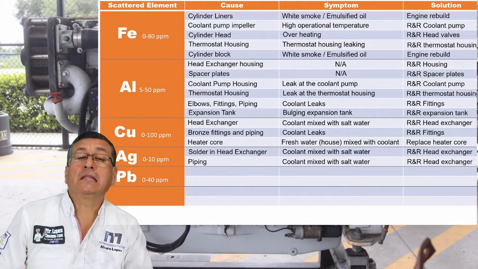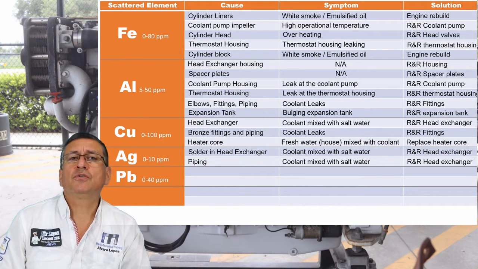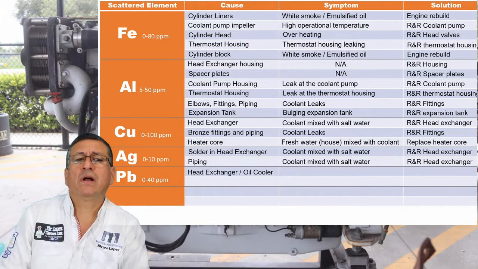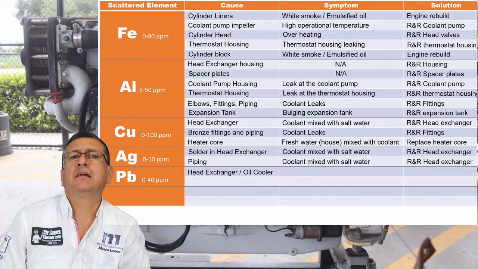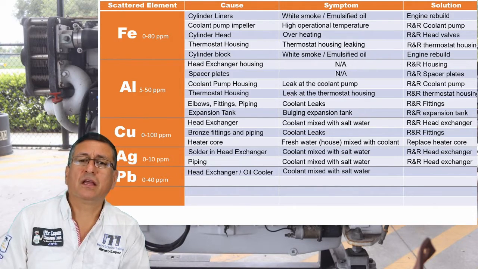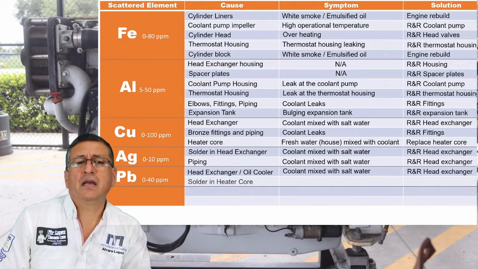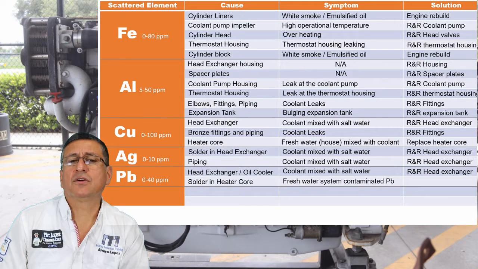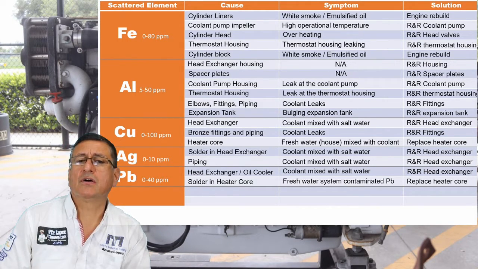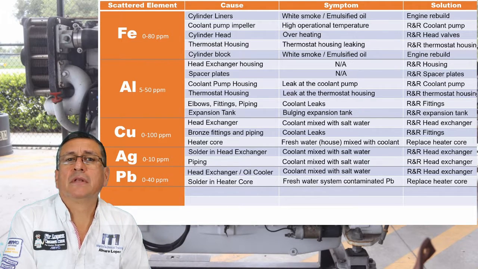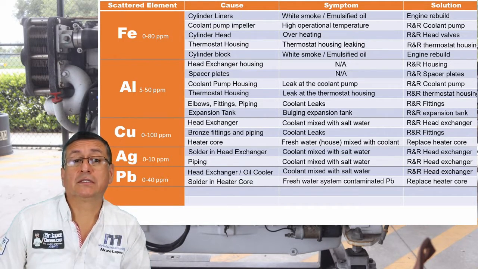Okay, other element is lead. The composition should be in between 0 and 20 normal. Between 20 and 40 is excessive amount, and more than 40 is catastrophic. Okay, lead is coming once again from the heat exchanger or the oil cooler. Once again on the soldering, it's exactly the same, and the symptom is the same, coolant mixed with the salt water, and you need to replace. Those are the sources of lead. Lead is poison. Be careful with that.